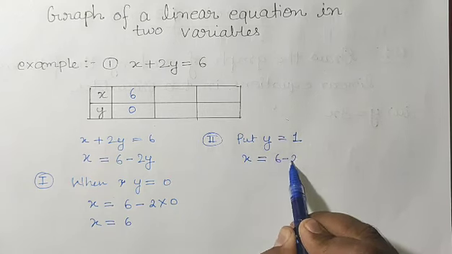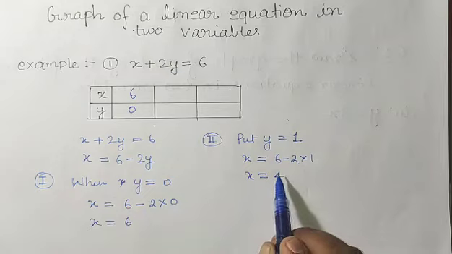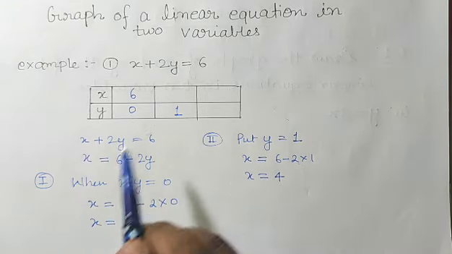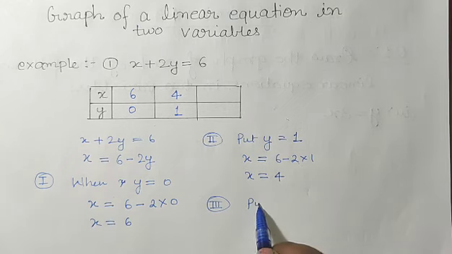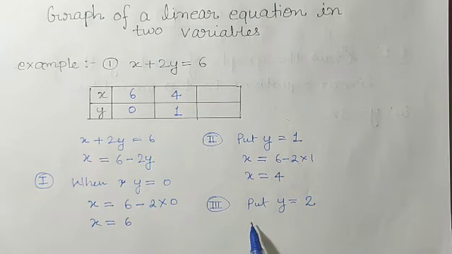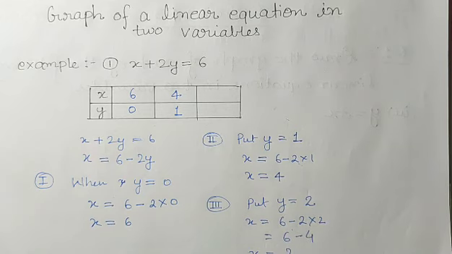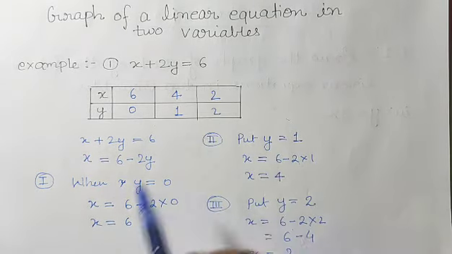is equal to 6 minus 2 into 1, that is x is equal to 6 minus 2 ones are 2, 6 minus 2 is 4. So when y is equal to 1, you will get x is equal to 4. Okay students, the third value: put y is equal to, suppose, 2. So you will get x is equal to 6 minus 2 into 2, that is 6 minus 4, that is 2. So x is equal to 2. So when y is equal to 2, you will get x also 2.